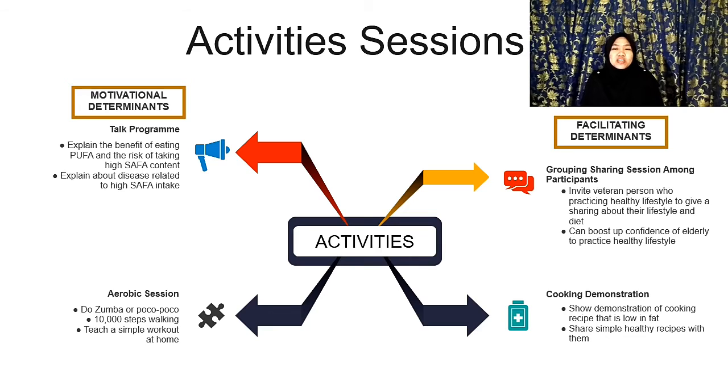Furthermore, we plan to organize an aerobic session where we can do various activities such as Zumba or Pocho and 10,000 steps of walking. We also can teach the elders a simple workout that they can do at home. By doing this, the elders can change their sedentary lifestyle by increasing physical activity level.